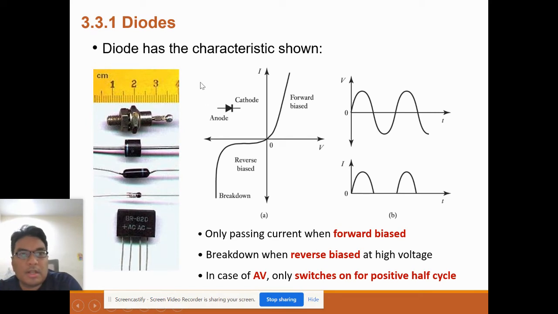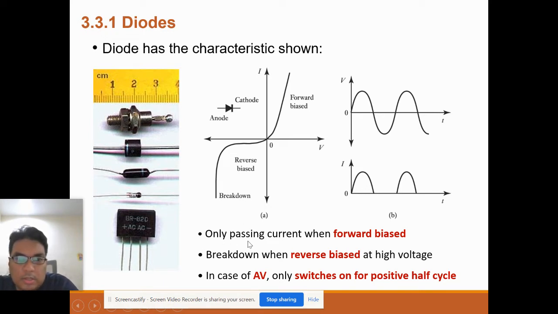The first one is diodes. This is the characteristic of the diodes here. This is basically the size that we have, about 3 cm in size. It's a very small one. And we have this graph. The x-axis is the voltage supplied, and the y-axis is the current that has been generated.